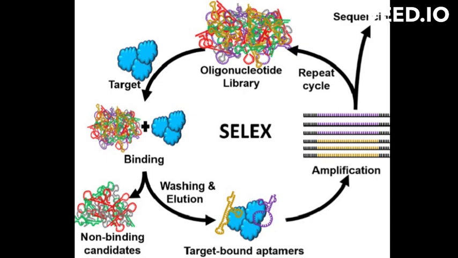With each round, the number of sequences that bind to the target molecule increases, while the number of non-binding sequences decreases. This is known as exponential enrichment, and allows for the identification of specific sequences that bind to the target molecule with high specificity and affinity.